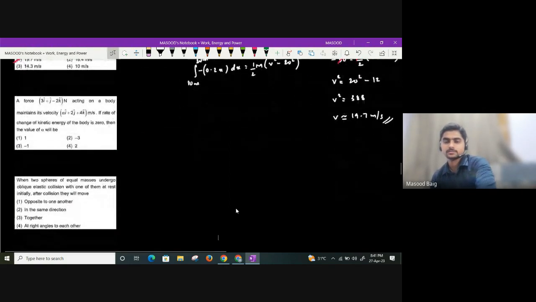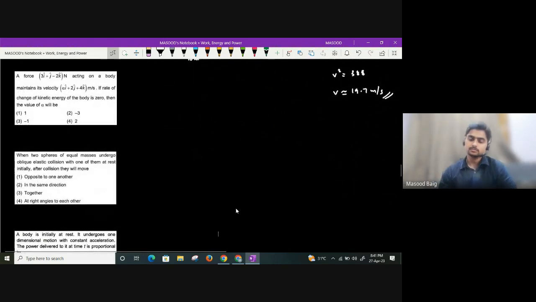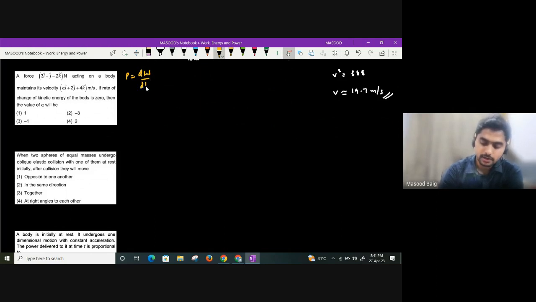Let's see next question. What they have given, force is acting, it maintains its velocity if the rate of change in kinetic energy of the body is 0. What is rate of change in energy? See, basically we know power is given as rate of doing work. And from work energy theorem, we can write work done will be change in kinetic energy. So what is this rate of change in kinetic energy?